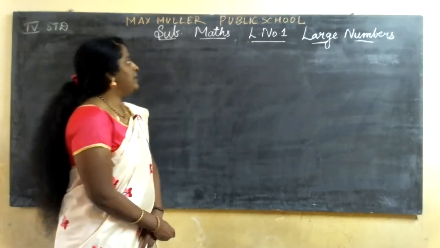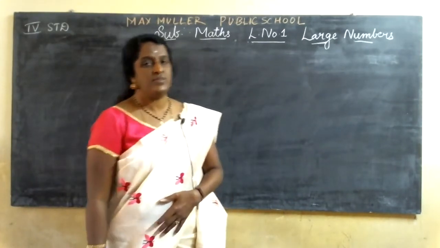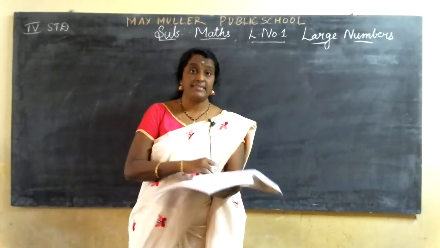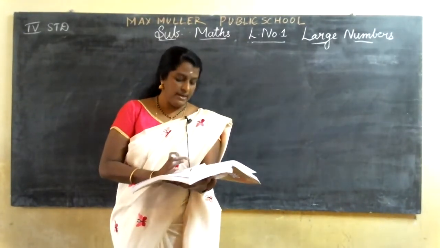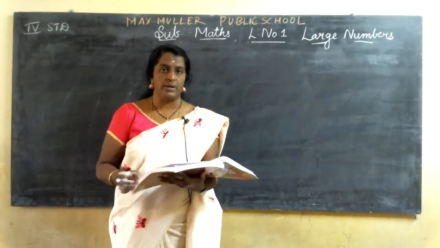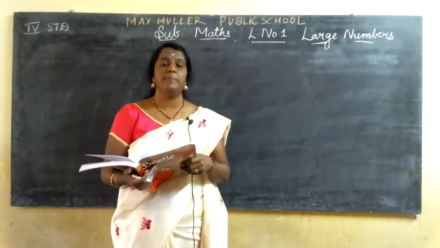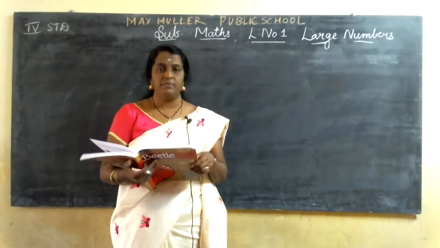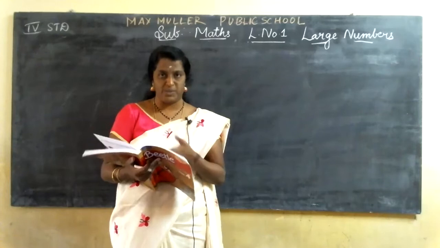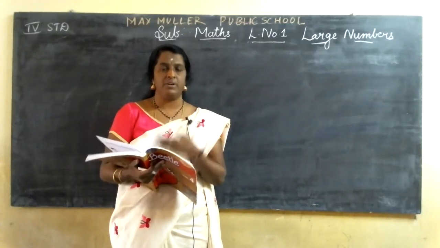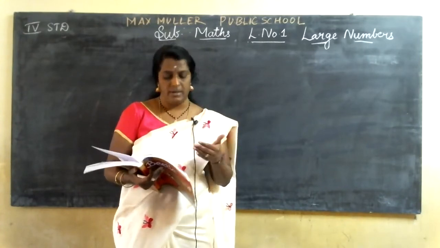Last class, I did lesson number 1, large numbers, and I completed exercise 1. And exercise 2, page numbers 90, 91, and 92, I have given as homework. I think you all have completed. Those who did not complete, you should complete. When we give classwork, we'll tell you to bring your textbook also, so I'll check whether you have written or not. Exercise 2, I have given as homework.